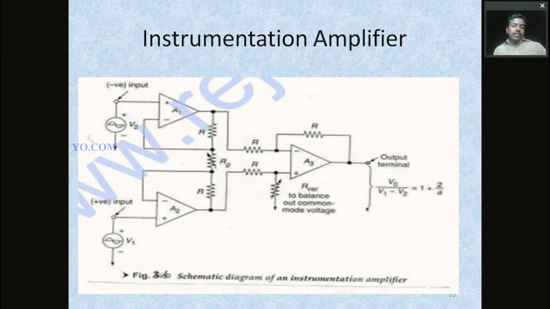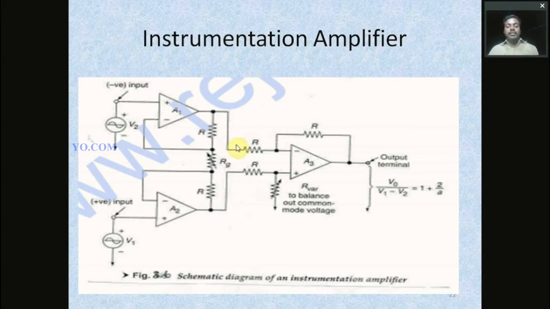So A1 and A2 both are buffer amplifiers, used to transfer the input to the output without any disturbance. This amplifier transfers the input to the output side without any gain, so the gain of A1 and A2 is 1. It mainly increases the input impedance of the amplifier.